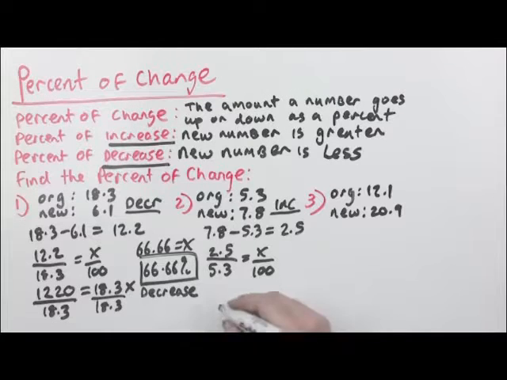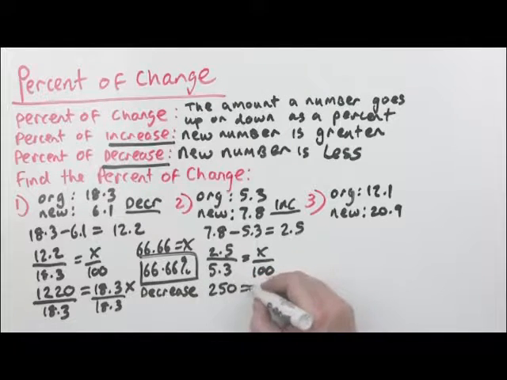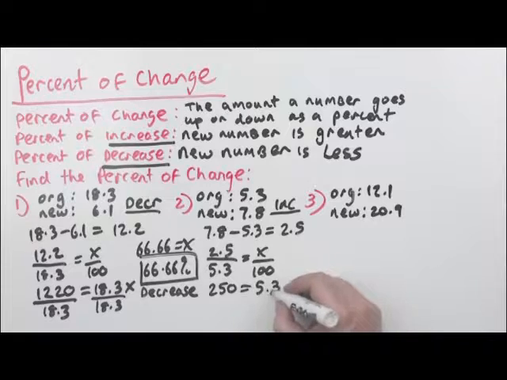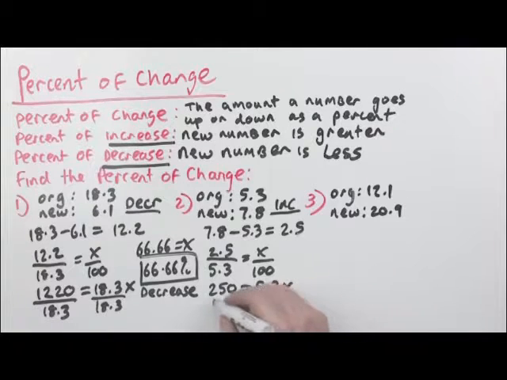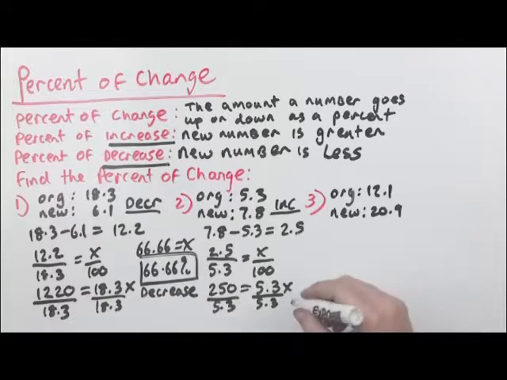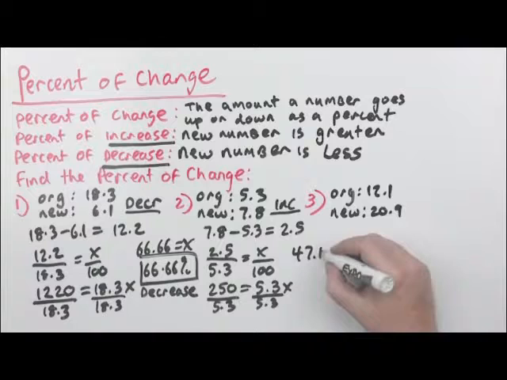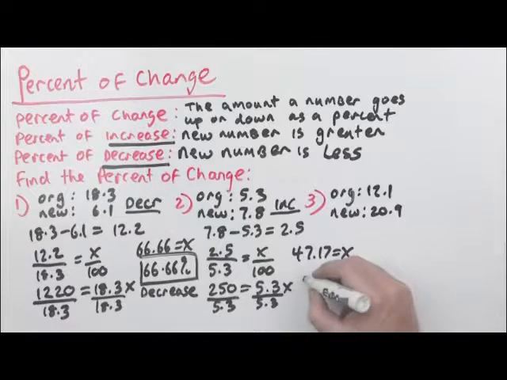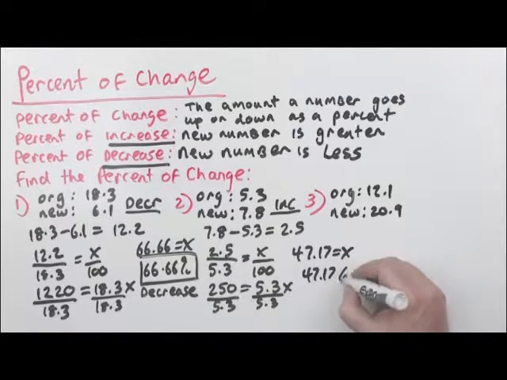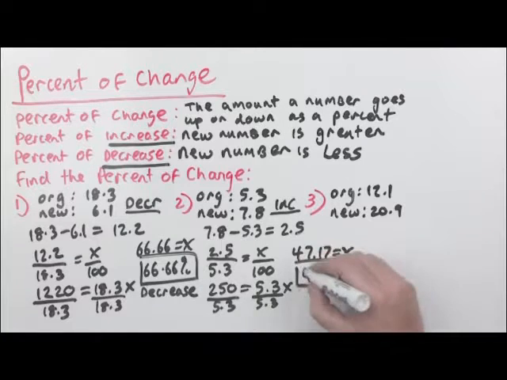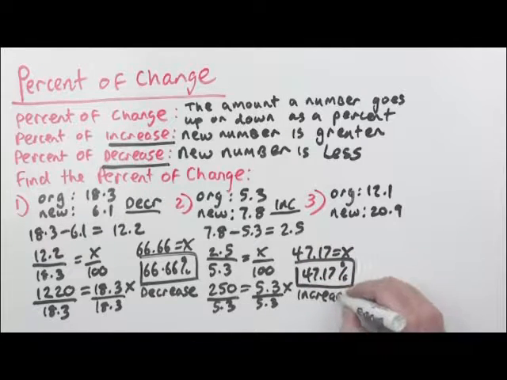Cross multiply, 2.5 times 100 is, let's see, that's 250. 5.3 times x, I'm going to divide by 5.3 on both sides. It's okay to use a calculator, we're just teaching the topic in this section. Let's see, that is 47.17 equals x, or 47.17% increase. That is an increase, as we said at the start. Okay, let's look at the next one.